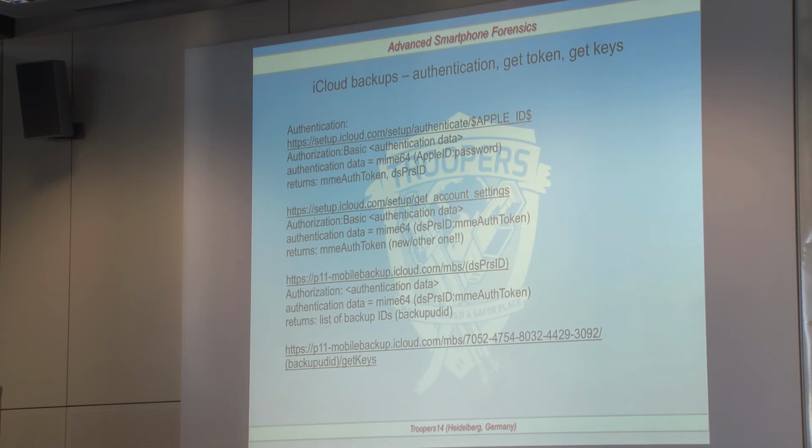So here is some information about the protocol. First, you have to authenticate using Apple ID and password, and then send a command called get account settings, providing the authentication token received on the previous step, and get a new authentication token. I don't know why there are 2, but that's the way it is done. Then we send a command using the last authentication token to get the list of backup IDs, and of course you can have more than one device connected to your Apple account, and for every one of those devices you can have up to 3 backups.